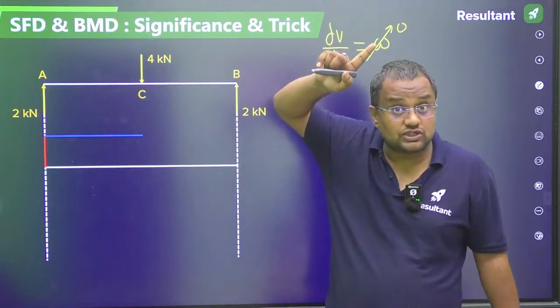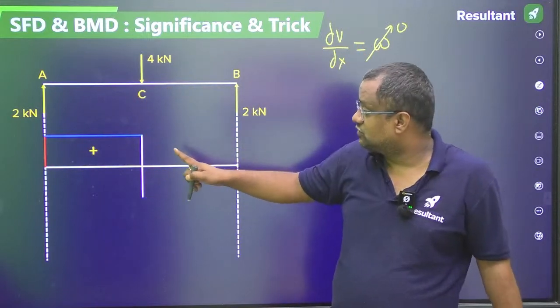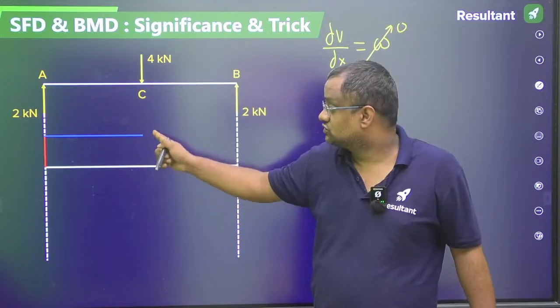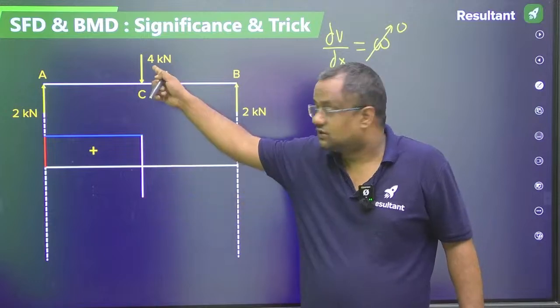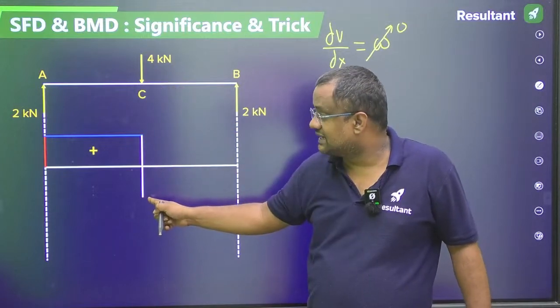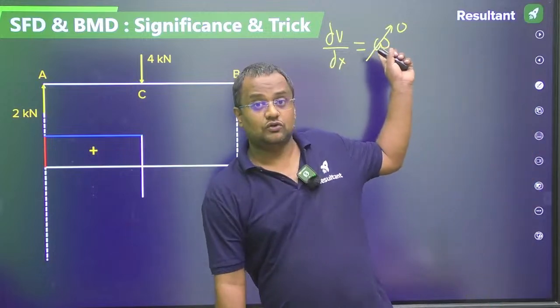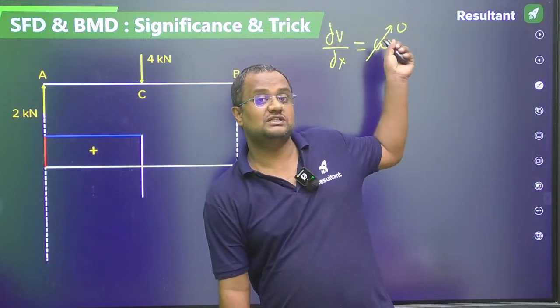Then, at an upward point load the shear force jumps, so at a downward point load the shear force falls. So from +2 it falls by 4 and reaches -2. Then again from C to B there is no load, and if there is no load, then the shear force slope is 0.